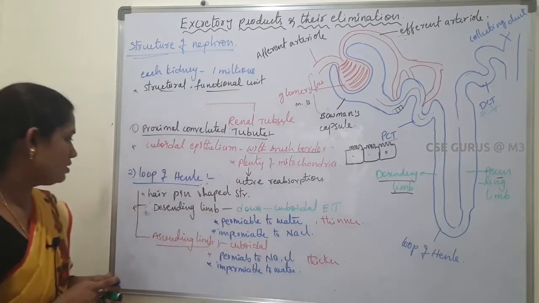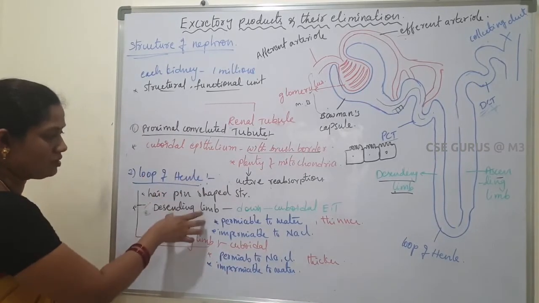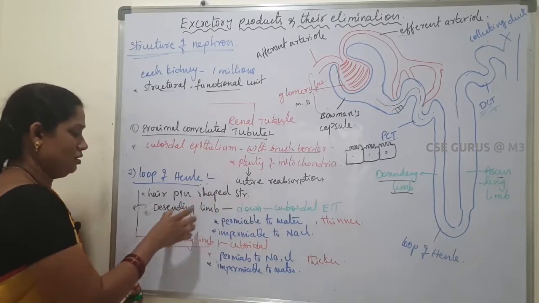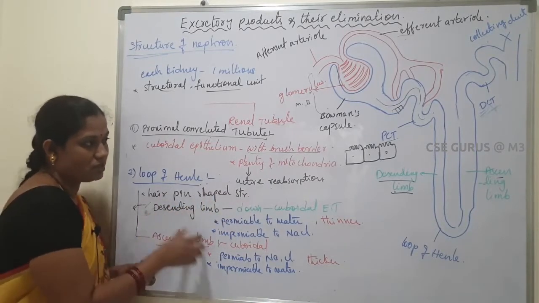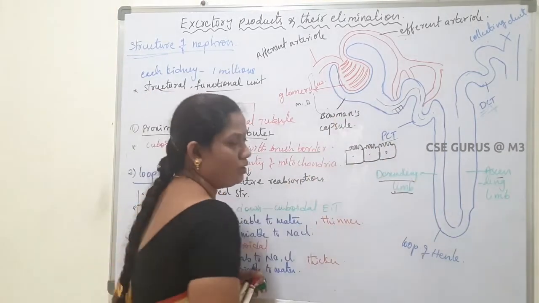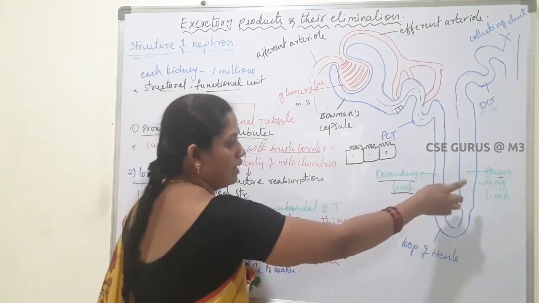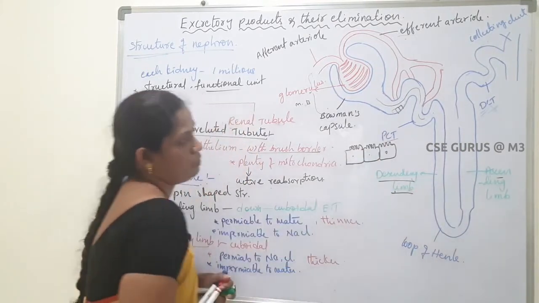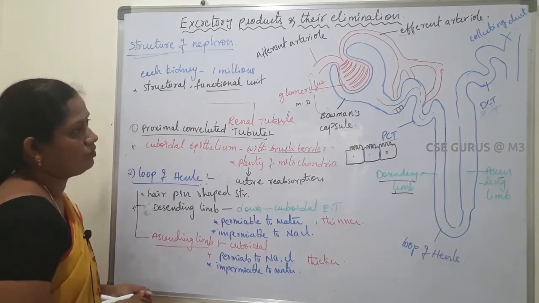So this is about the loop of Henle. The loop of Henle is a hairpin structure. It has two limbs, the descending limb and the ascending limb. Both are made up of cuboidal epithelial tissue. The descending limb is permeable to water, the ascending limb is permeable to salts.